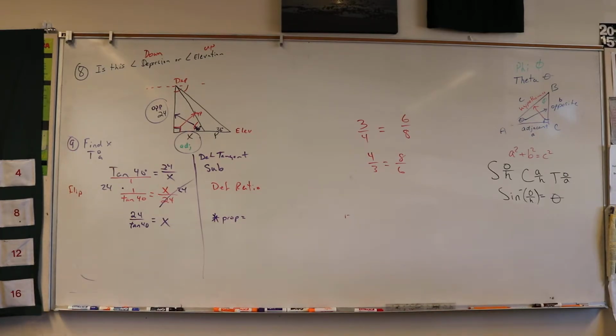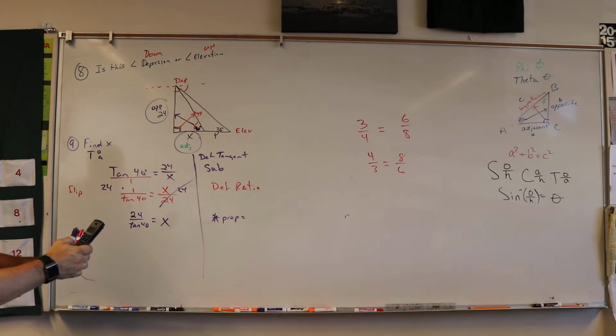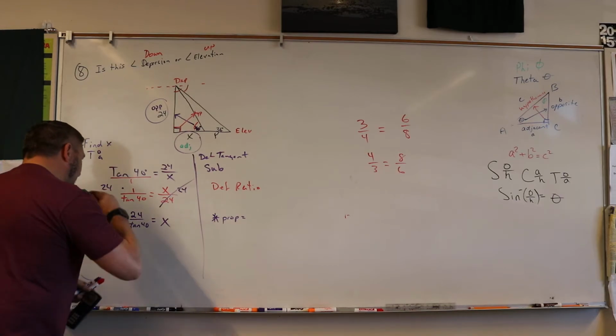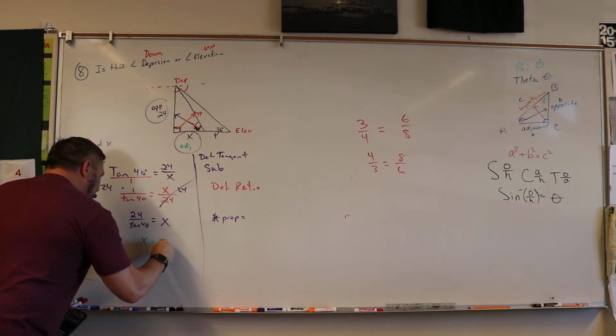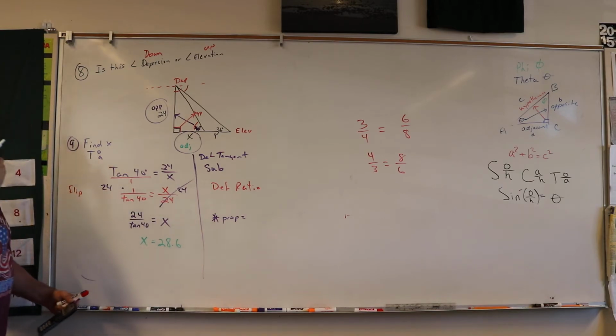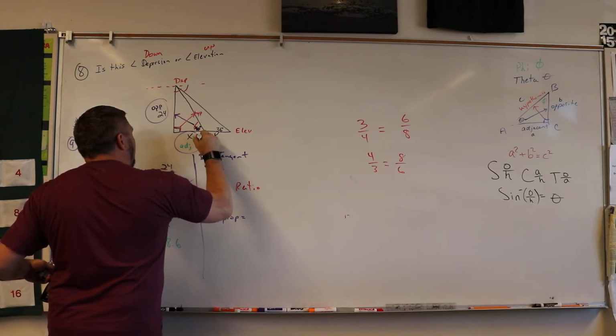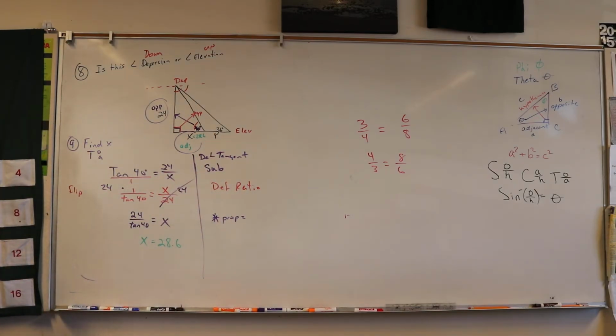And so what do we do now? Calculator. 24 divided by tangent 40. Make sure it's in degree mode. Equals 28.6. x is equal to 28.6. Now that's the easy one. That's 9. 9 is the easy one.